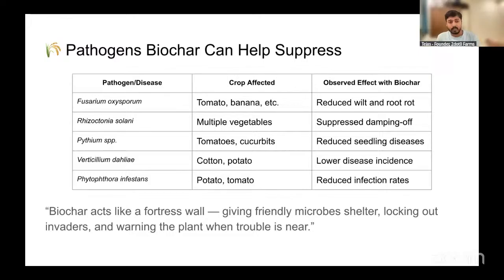Here are the pathogens biochar can suppress, which has been observed: the diseases, the crops they usually affect, and the observed effect when biochar is used. In tomato and banana, it reduced wilt and root rot. In multiple vegetables, it reduced damping off and seedling diseases. In cotton, potato and tomato, it reduced diseases and infection rates. So biochar in general acts like a fortress wall, giving friendly microbes shelter, locking out the invaders, creating a barrier between the two, and warning a plant when trouble is near.